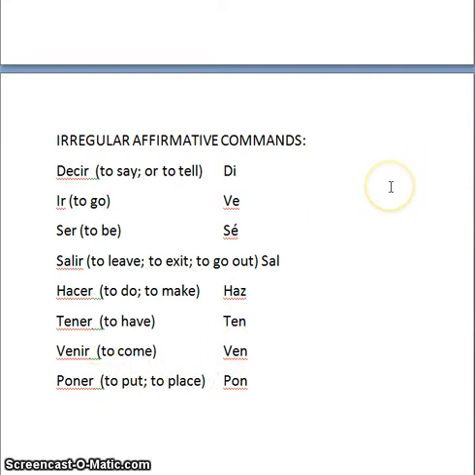So the easiest way to remember, and there isn't any kind of step process or anything that you do for these, but they're just memorization. And so it would be like, they're little tiny words, and that's the best way to group them together. Di, ve, sé, sal, haz, ten, ven, pon. Pon atención, por favor. Ven aquí. Ten un buen día. Haz tu tarea. Sal de la clase. Sé un niño bueno. Ve a la oficina y di la verdad siempre.